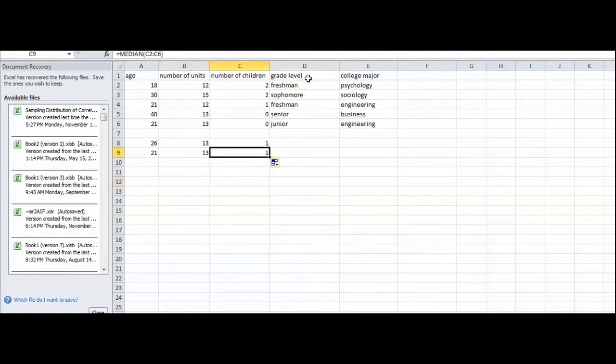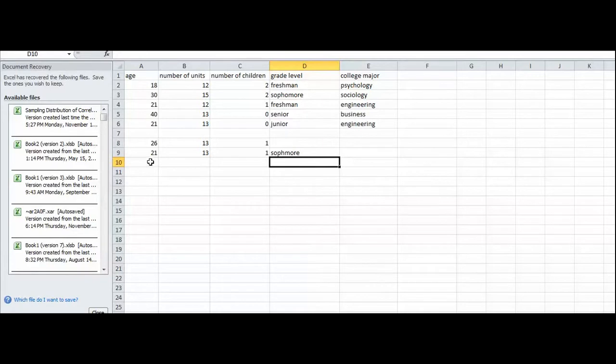Let's see if it can calculate the median of a column of ordinal data. First, let's just take a look at it to see what the median would be. If we put these in order, it would be freshman, freshman, sophomore, junior, senior. So the middle value would be sophomore, so the median should be sophomore. Oh, okay, so Excel can't calculate the median of a column of ordinal data, so we can just type in the word sophomore, since that is the median.